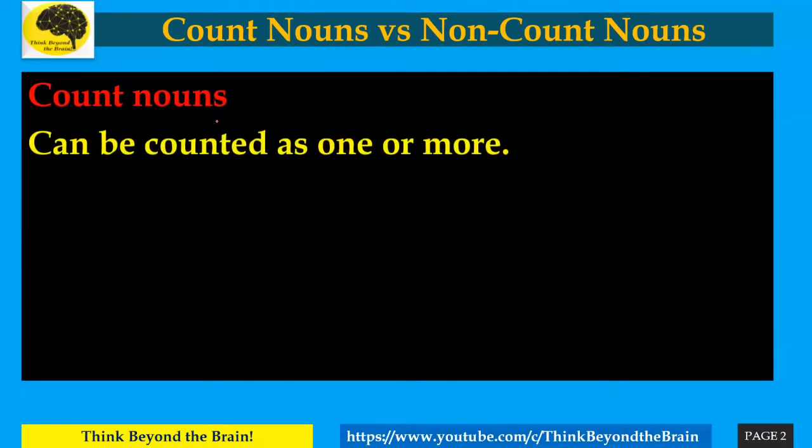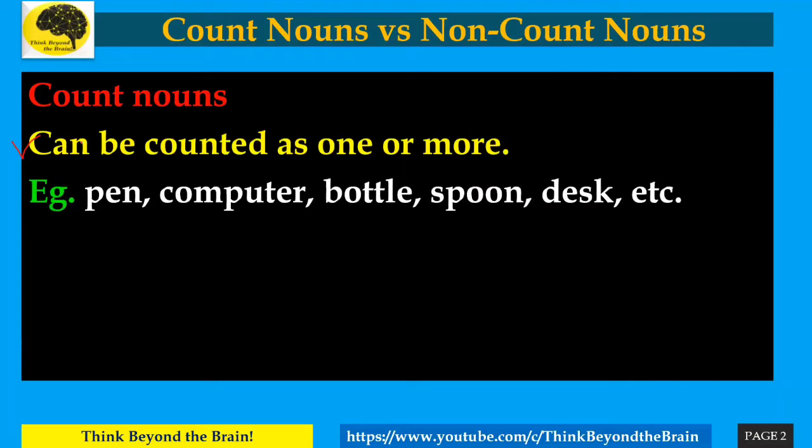Now, count nouns can be counted, like 1, 2, 3, 4. For example, we can count a chair. There are 2 chairs, 3 chairs, 4 chairs. Examples are pen, computer, bottle, spoon, desk, chair, anything which we can count, which are definite things. Like our laptop: 1 laptop, 2 laptops, 3 laptops, 1,000 laptops, 100 laptops. So like that we can count it. That is known as count nouns.